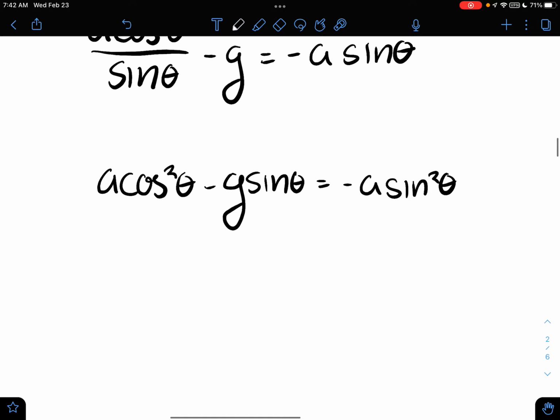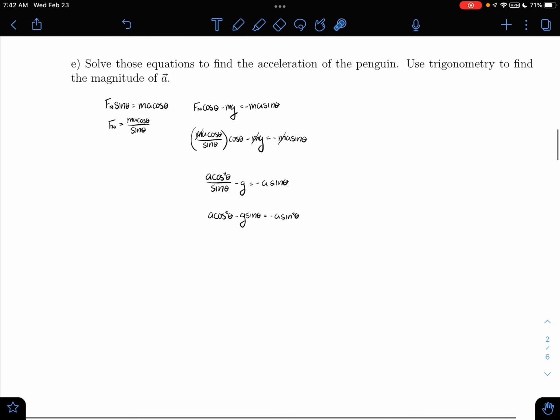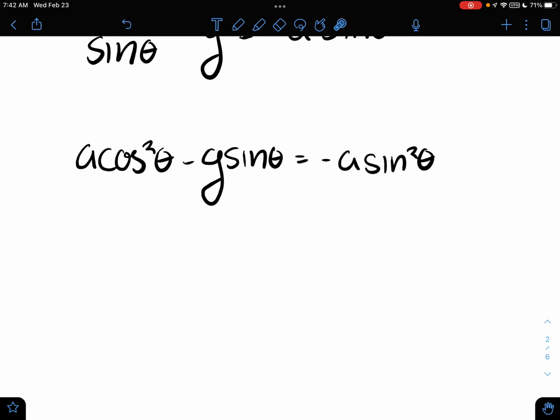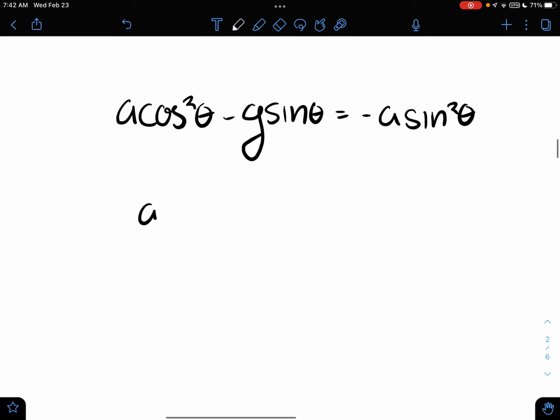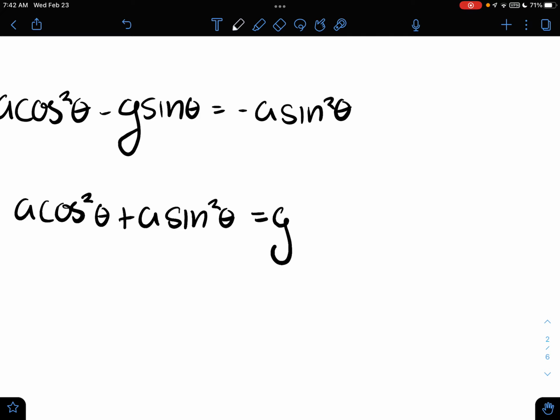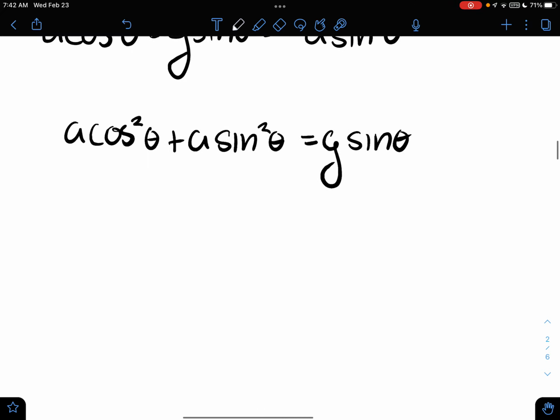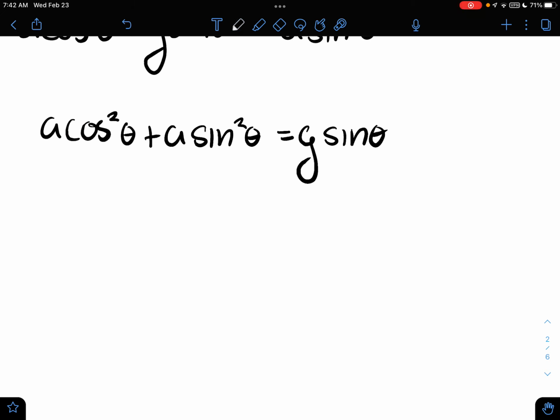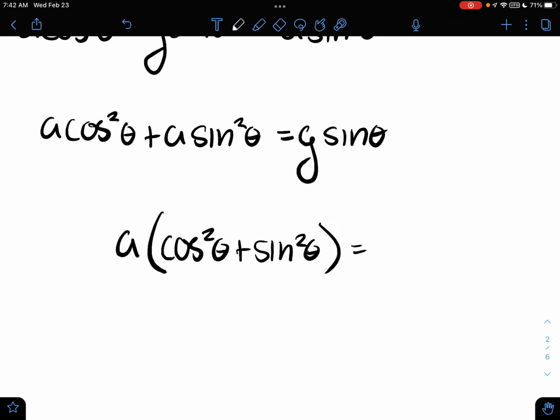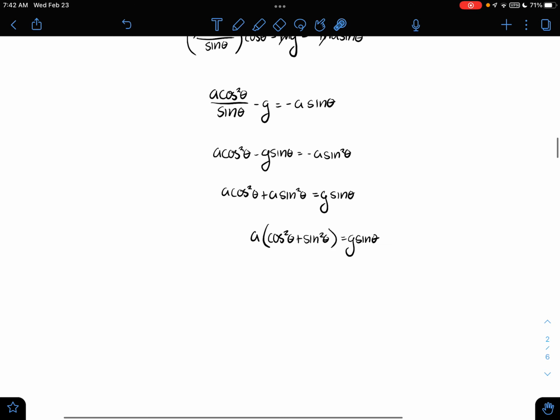Cool, wonderful. Now our end goal is to get the acceleration of the penguin, so I'm going to get all the terms with a isolated to the same side. So it's going to be a cosine squared theta plus a sine squared theta, and I'm going to pull a g to the other side, equals g sine theta. I'm going to factor out this acceleration. So a times cosine squared theta plus sine squared theta equals g sine theta.